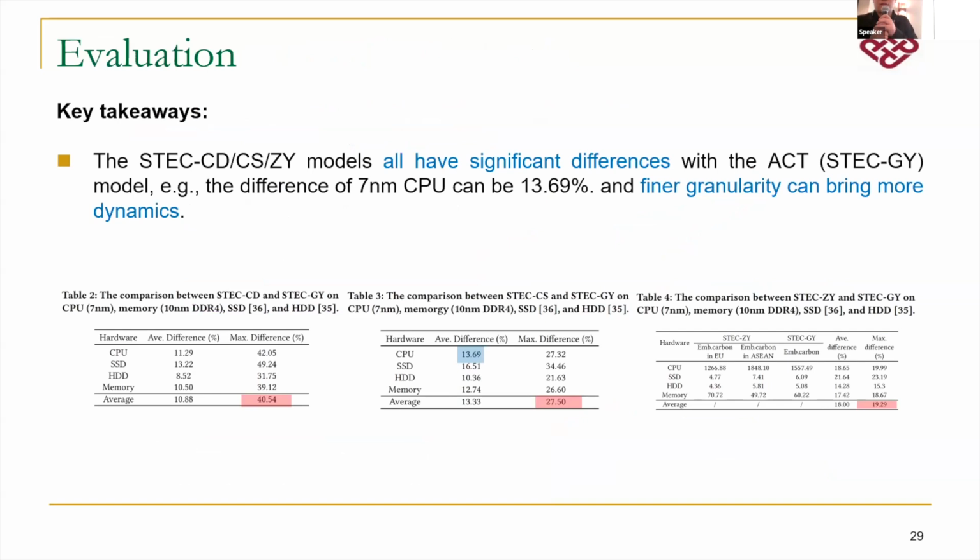Here are the details of evaluations. First, all STACK models have a significant difference with the ACT model. For example, the difference of 7 nanometer CPU can be 13.69%. Additionally, finer granularity can bring more dynamics. For example, the STACK-CD has more dynamics than CS and ZY, as this red block shows.